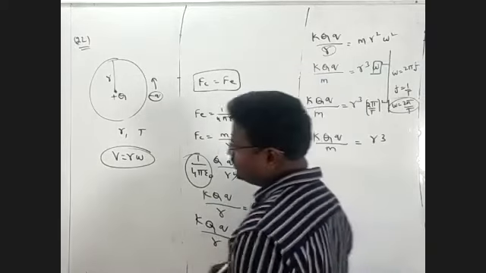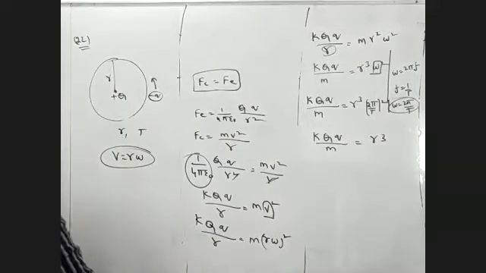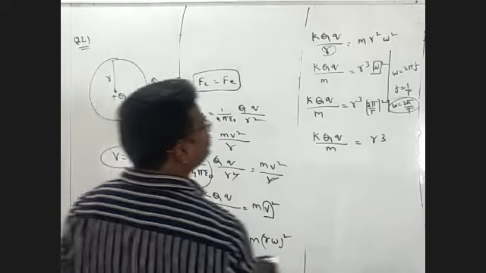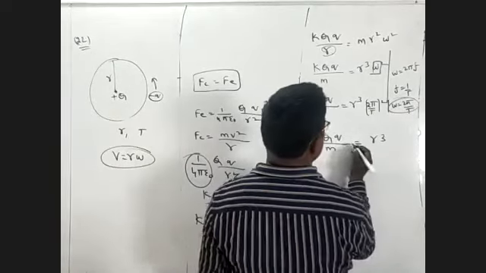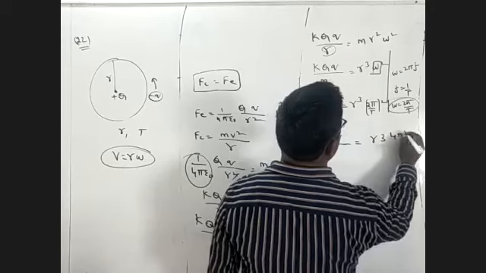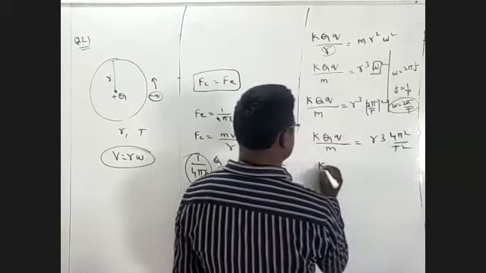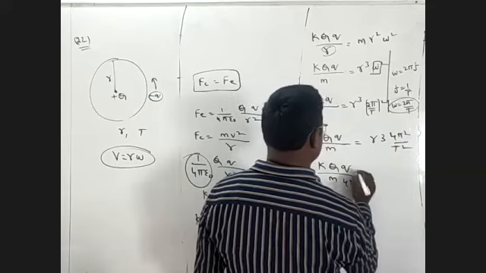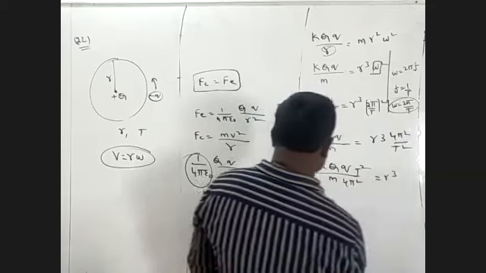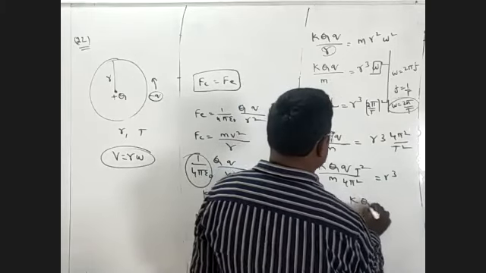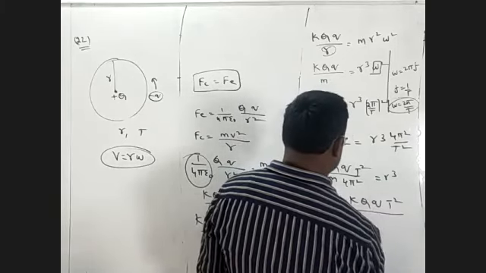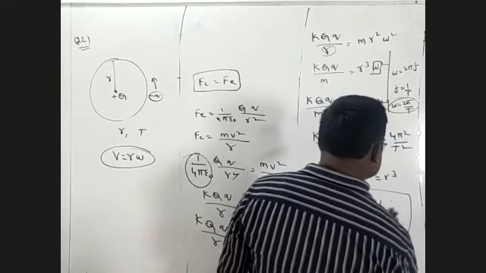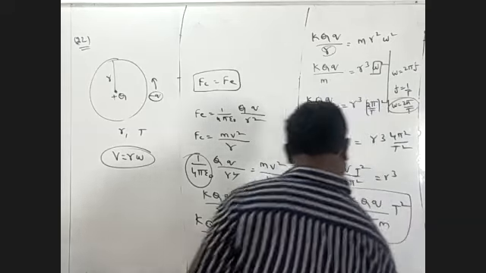In the answer, we need r cube. Taking this value to this side, r cube is equal to k capital Q small q T squared by 4 pi square m. This is your answer, T square is proportional to r cube.